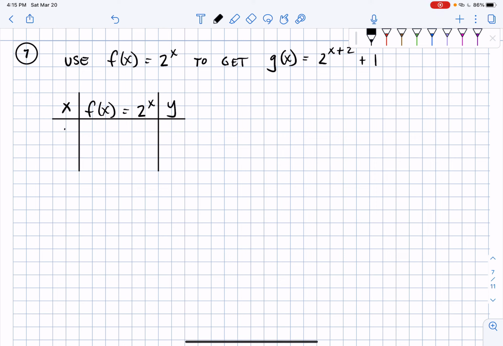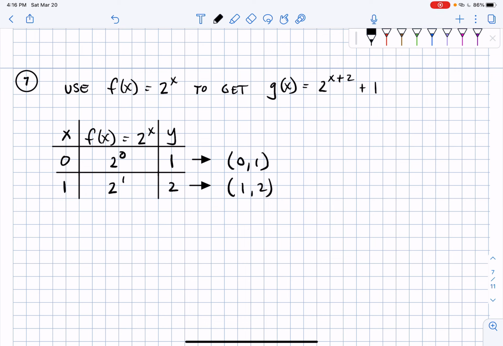My first point is going to be 0. 2 to the 0 is what again? 1, correct. And then 1, 2 to the first is what? 2. So I have the point 0, 1, and I have the point 1, 2. What is this transformation telling me?